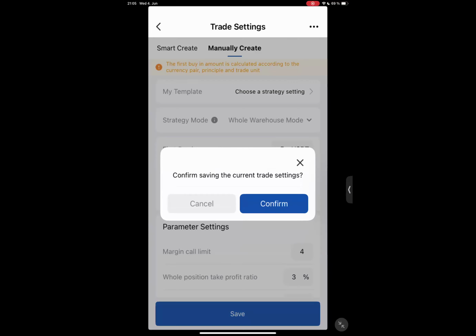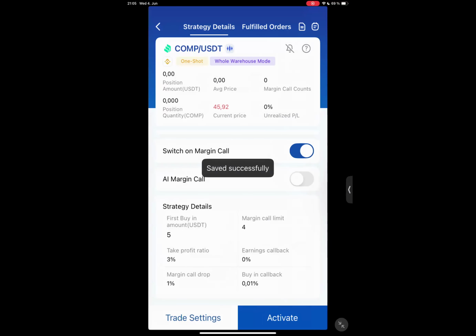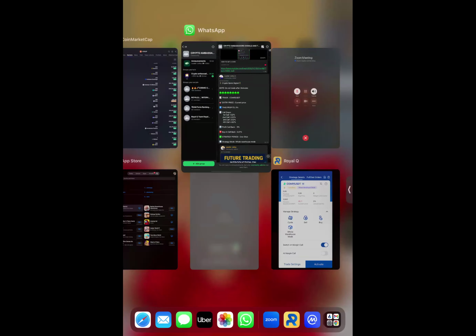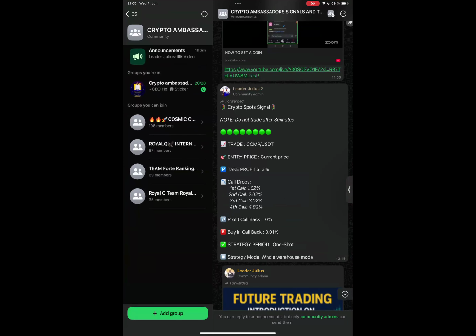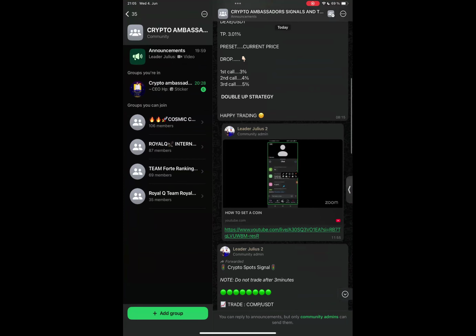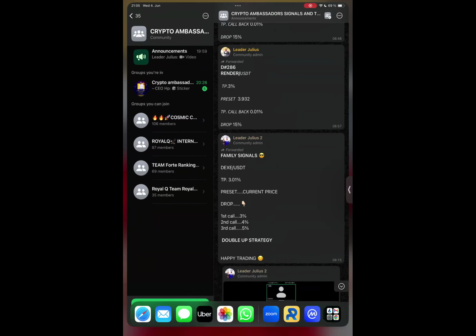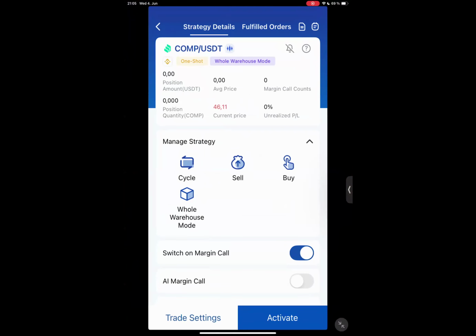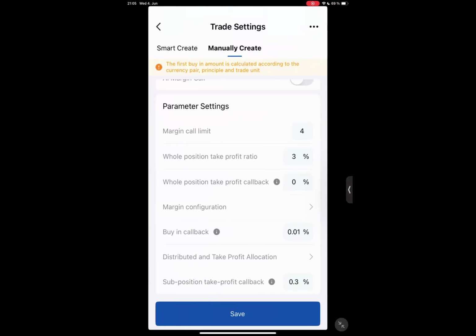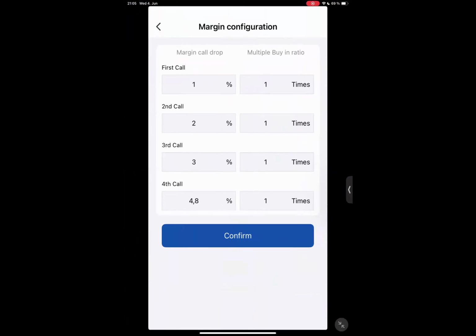All right. So once you save it, then let us go to the signal again. There is no preset price. It says entry price, current price, and put it on one shot. Strategy mode, whole warehouse mode. You can see it. This one is current price, but it drops 3, 4, 5. Double up strategy, meaning the margin configuration, this part has to be 2, 4, 8, 16. That is what we call the double up.